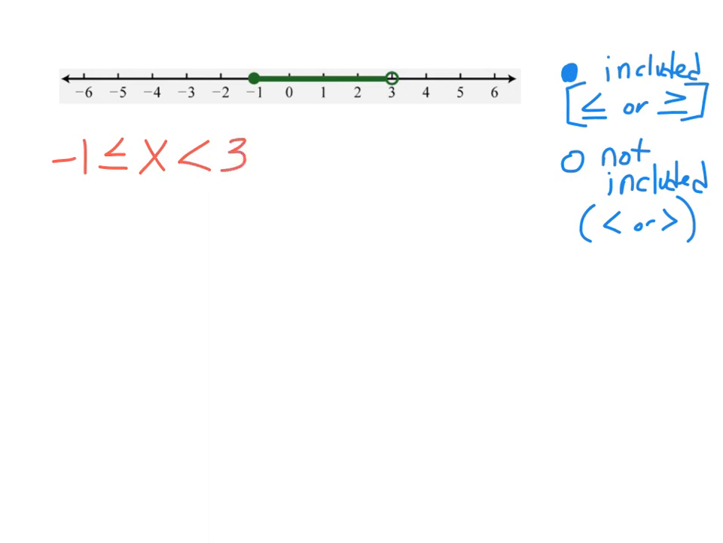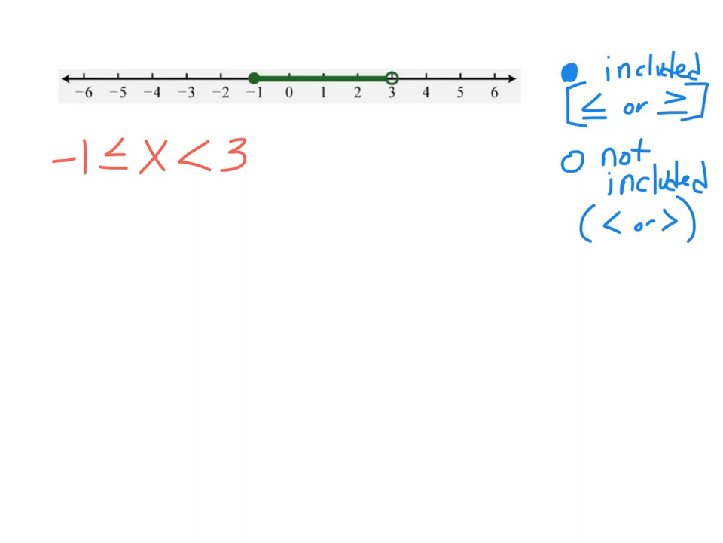And what this is saying is my X is greater than or equal to, if I'm reading backwards, greater than or equal to -1. So my X is all greater than or equal to, includes -1, and my X is less than 3. Now let's write it in interval notation.